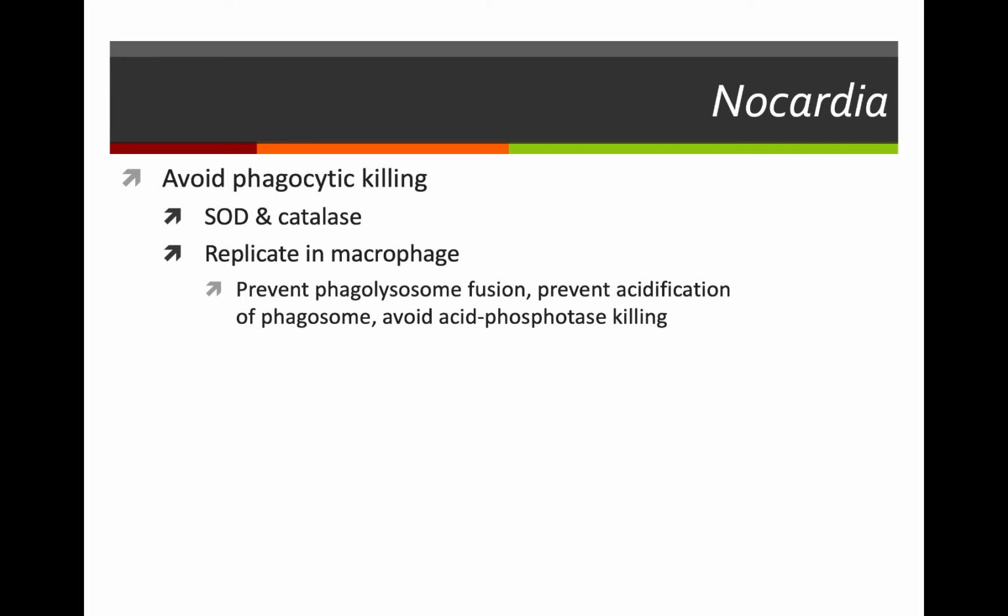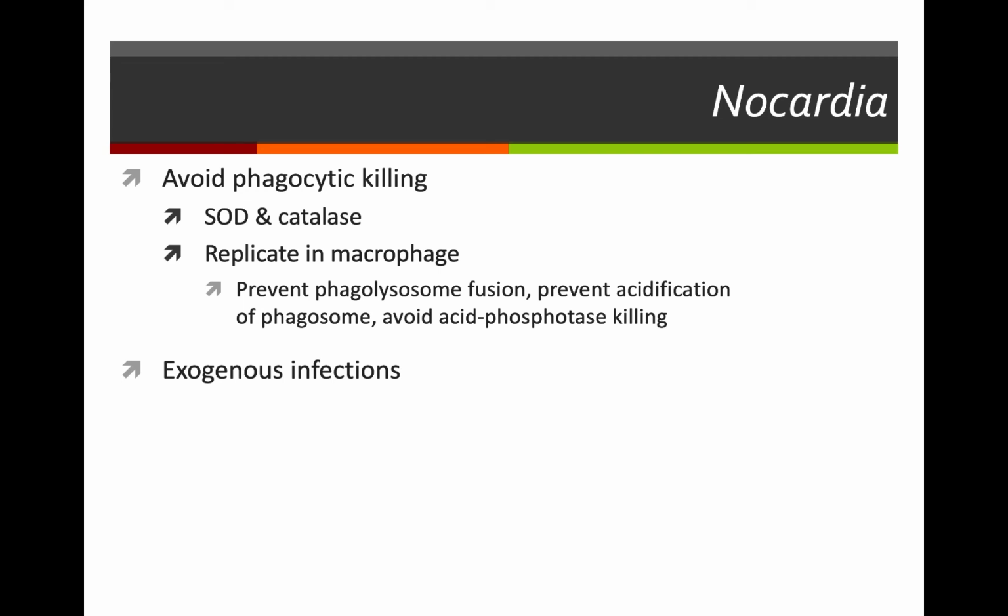The phagosome will fuse with the lysosome, and then there are enzymes and a change in the pH in the lysosome that, when it binds to the phagosome, should kill the bacterium. But Nocardia is able to prevent acidification of the phagosome, which prevents killing.